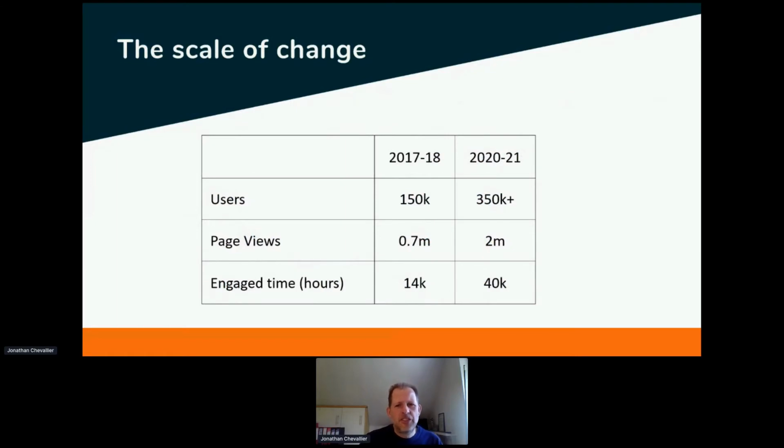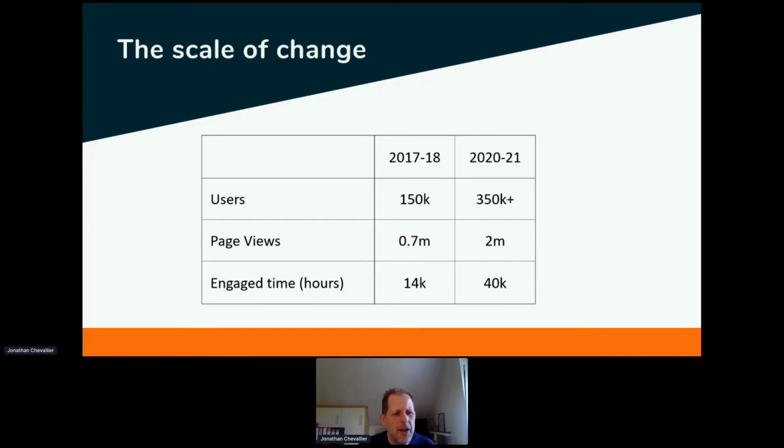To give you a sense of the change in engagement, we moved from about 150,000 users in 2017-18 to over 350,000 users in the last year. This is the year that closed in March 2021. We moved from about 2/3 of a million page views to over 2 million page views, and from 14,000 engagement hours to over 40,000 engagement hours. And that is actually quite an underestimate, because for some of our content, like our podcasts, we can measure how many people consume them, but we don't know how much time they consume it for. So the number will be considerably higher.